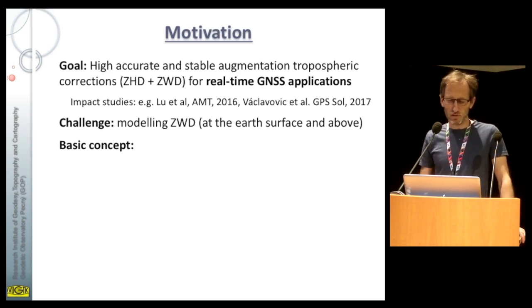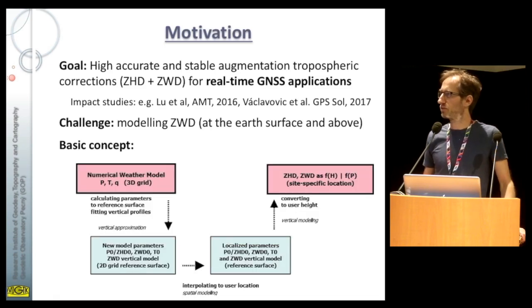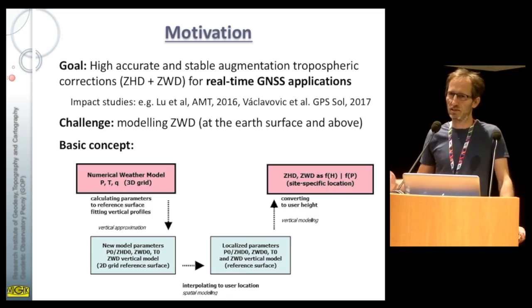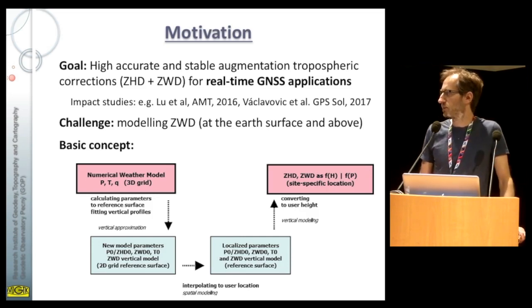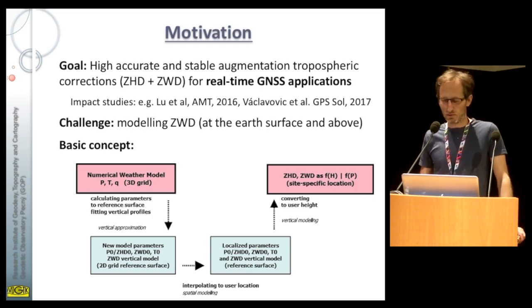The main challenging point here is modeling the zenith wet delay, because the weather forecast really has a good prediction of the pressure and hydrostatic component. So the basic component here is originally a numerical weather model on a 3D grid. We do some approximation to create a tropospheric model on a 2D grid at a reference level, either the numerical model orography or another reference. So we go into the vertical approximation, then into interpolation in time and space, and then to the location of the user. That means real-time application. It can be even above the surface.